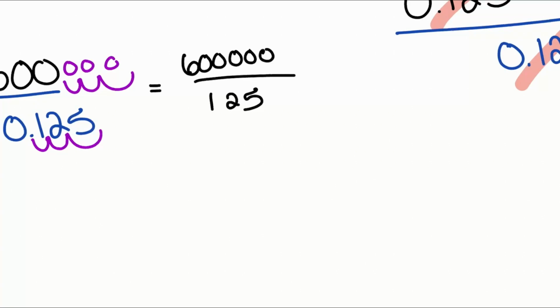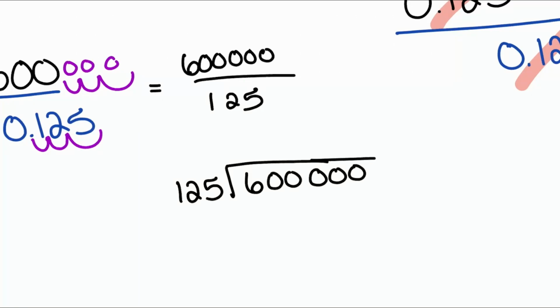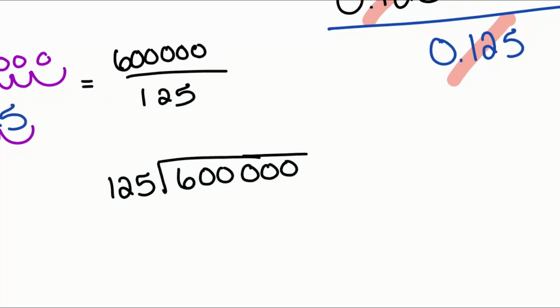So we have to divide by the 125, and we're dividing into 600,000, just like that. So let's go ahead and get after it. 125 doesn't go into 6. 125 doesn't go into 60, but it can go into 600. How many times do we believe 125 goes into 600? Okay, I see a couple of 4s flying out. Let's go ahead and use 4. Let's see what happens there.